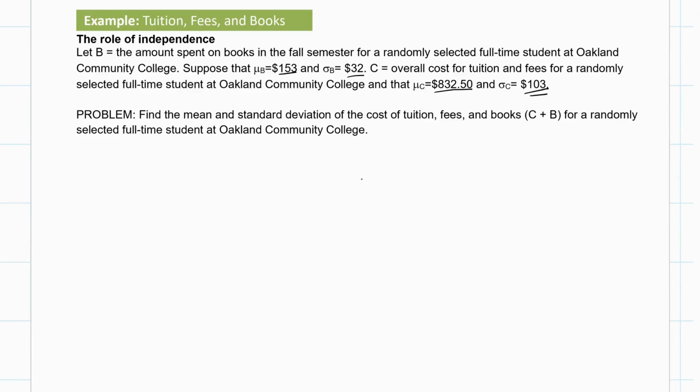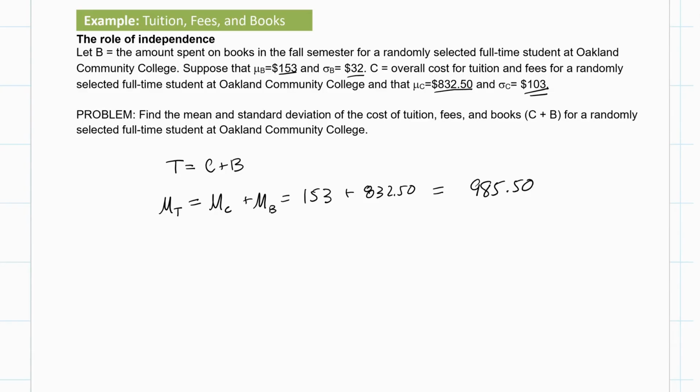It says find the mean and standard deviation of the cost of tuition, fees, and books for a randomly selected student at OCC. Well, let's see how we can do that. We're creating a new random variable. I'm going to call it T for total, and it's C plus B. The mean of T is equal to the mean of C plus the mean of B, which in this case is 153 plus 832.50. And if I add those together, I get 985.50, and the units there are dollars. Great.